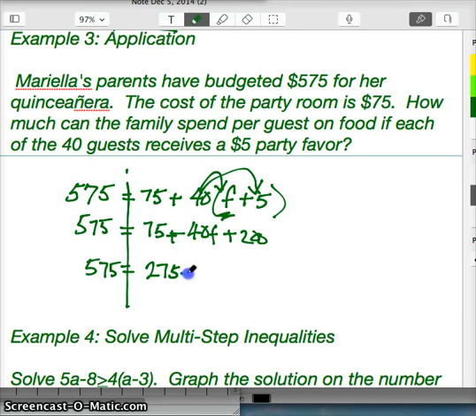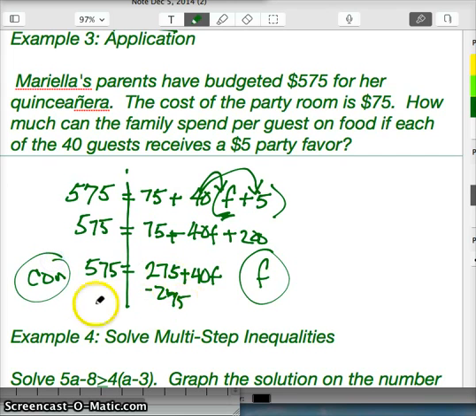This is better. 275 plus 40F is equal to 575. And so now we can solve. So I'm going to subtract 275 from both sides because I'm going to leave my F terms on this side and I'll put my constants over here. So if my F terms are going to be on this side, I need to move all my constants in. 575 minus 275 is going to give me 300. And then I have 40F left over here because the 275 is gone.